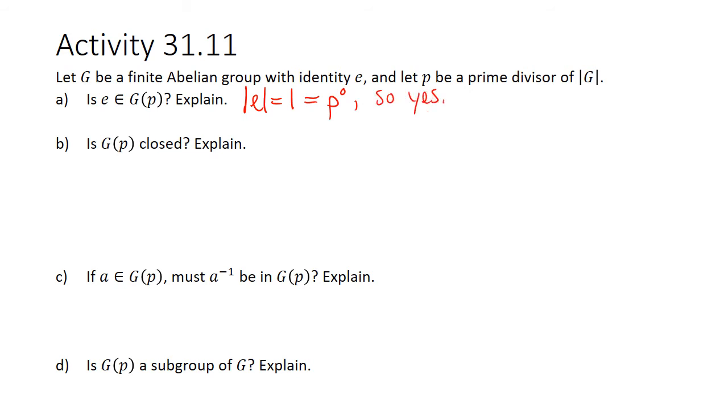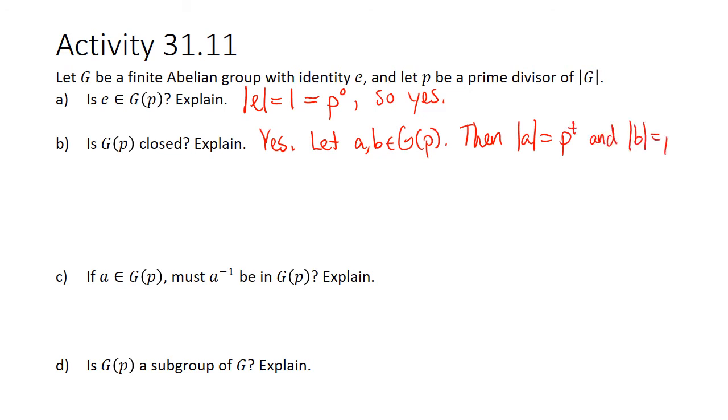And then the second part here is actually the hardest one. So is G of P closed? So let me try to justify why it is. So yes, if we let A and B be elements of G of P, then we have to explain why A times B should be in there. So if A and B are in this G of P thing, then the order of A is P to the T, and the order of B is P to the S for some integers S and T. So that's what it means to be in that G of P thing.